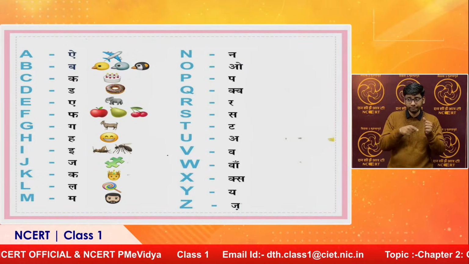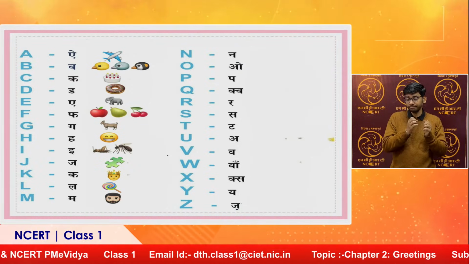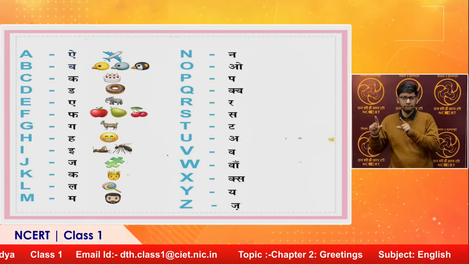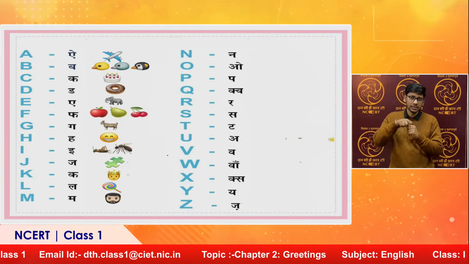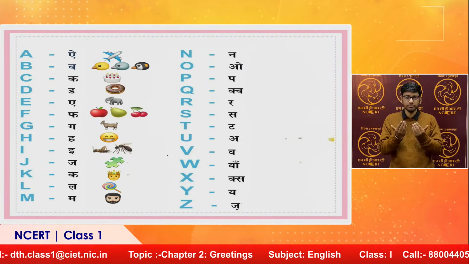What the viewers can do is do it from N to Z. They can take out different sorts of emojis, either they can draw them or they can print this sheet, and they can do this activity with their friends and their parents also. So this was the activity.